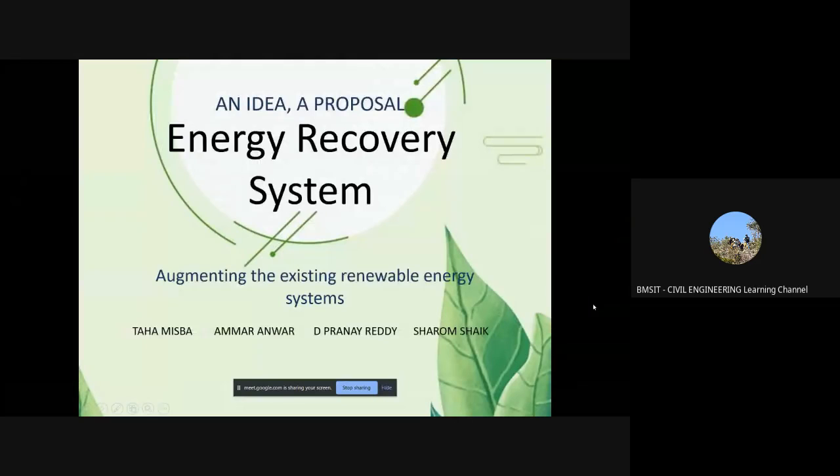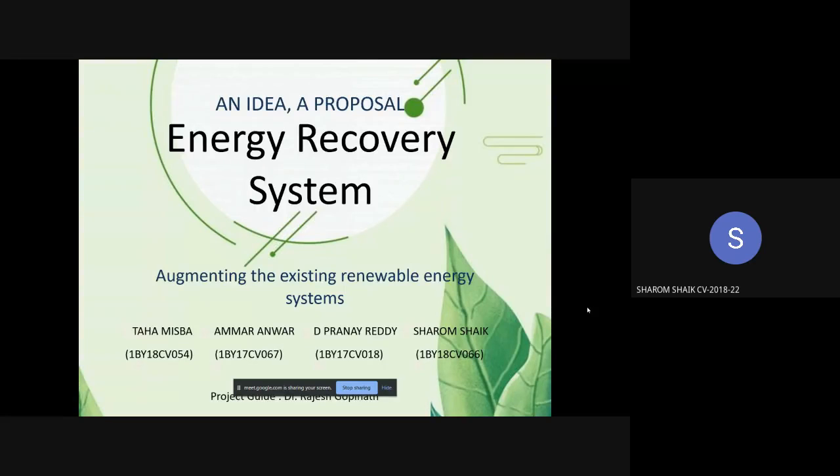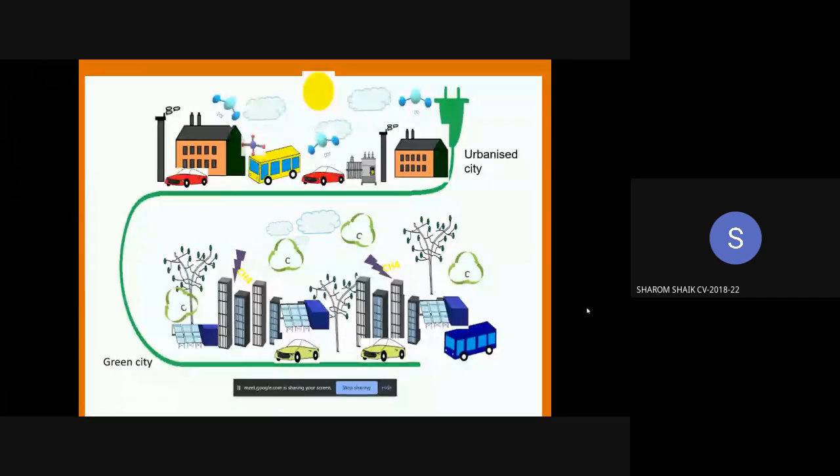so the first slide, as you see, this is our project named Energy Recovery System, done by my team members Taha Misbah, Amar Anwar, Pranay Reddy, and myself, Shahrukh Sheikh. The first slide on your screen is our humble representation of what we like to visualize as an urbanized city transformed into a green city. That could be the future of perhaps India.